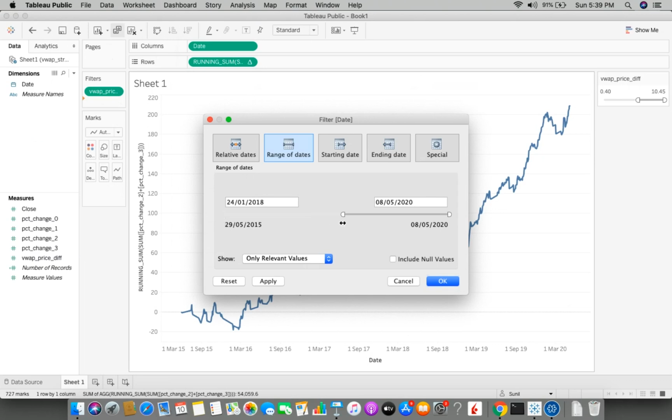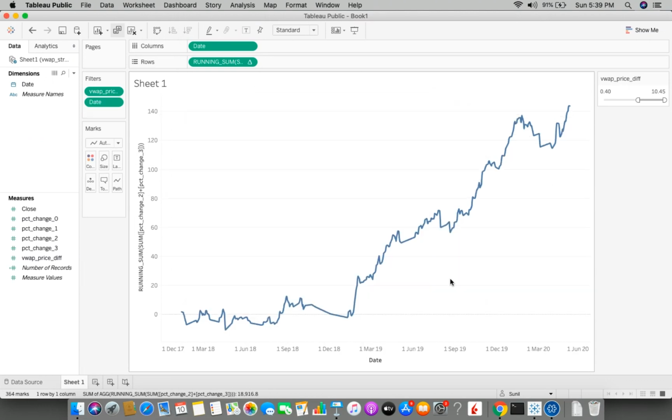Move it to 2018 to 20. Returns are around 140%. Drawdowns are not much. 140% from 2018 to 2020. Now let us check for another period. Show filter.